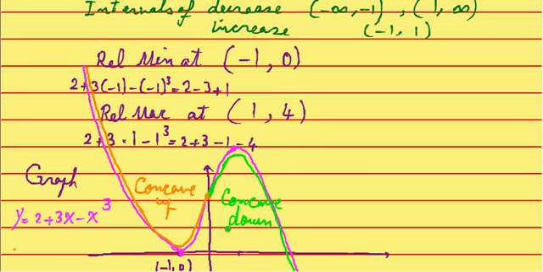One item left. The point that separates these two behaviors gets to have a name also. This point is referred to as the inflection point.